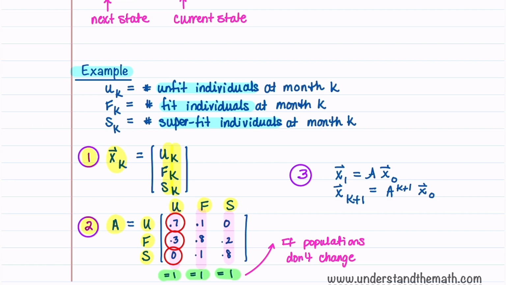The third and final step then is to calculate your next state. So for instance, we can find our state 1 is equal to our matrix A times x0, and x0 is usually what we're given. This is our initial state. And then same formula that I showed you up above. If you want to calculate state k plus 1, that's going to be A to the k plus 1 times your initial state.